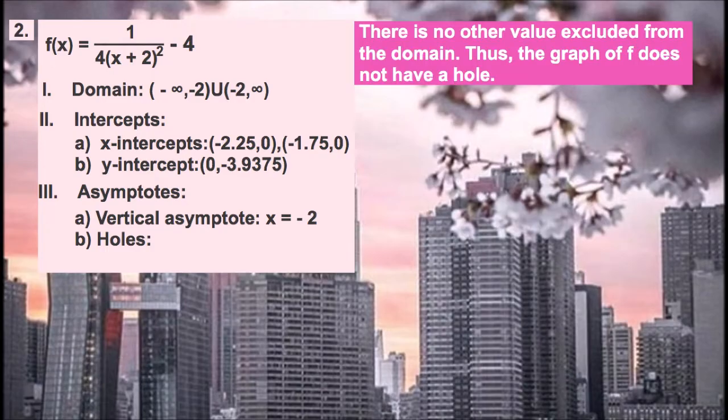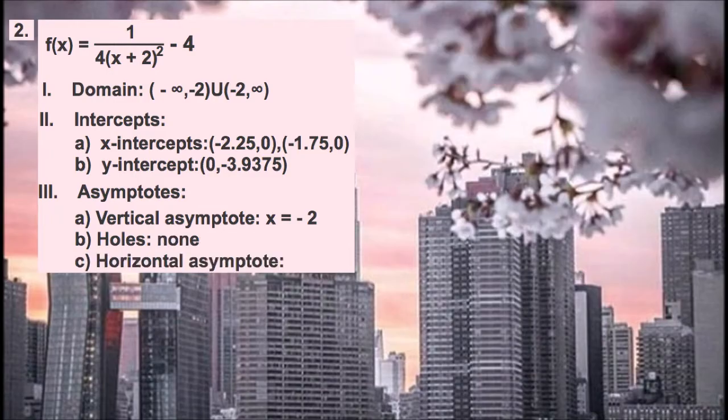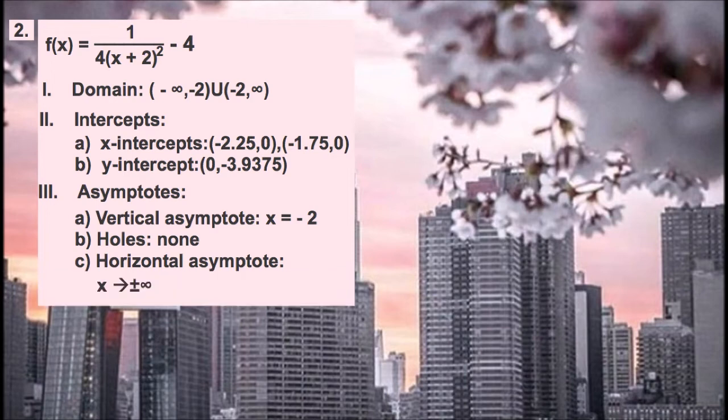Holes. There is no other value excluded from the domain. Thus, the graph of f does not have a hole. Horizontal asymptotes. When x approaches plus or minus infinity, y approaches 1 over infinity minus 4.